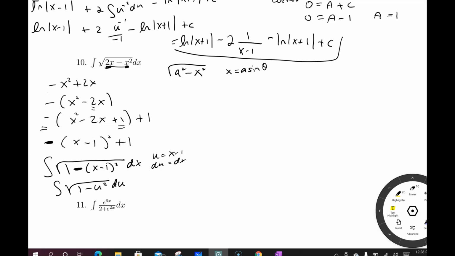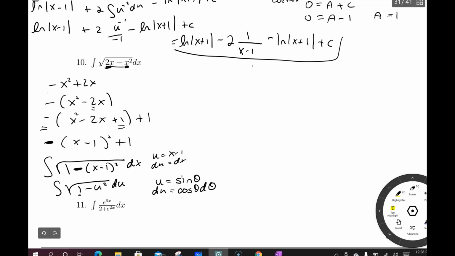Okay, now I can see that it's a trig substitution with a is 1. So 1 sine theta, du is cosine theta d theta. Good to go with the trig substitution like I was thinking in the beginning. We just needed to complete the square to start it off. All right, so let's bring it up here. So I get the square root of 1 minus, putting sine in for u, sine squared theta. Du is cosine of theta d theta.